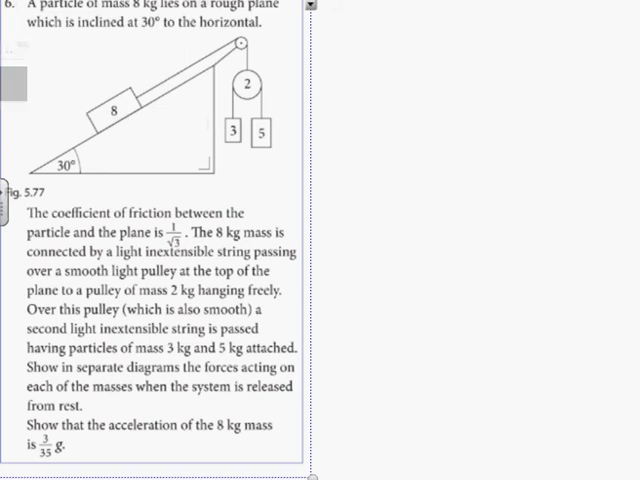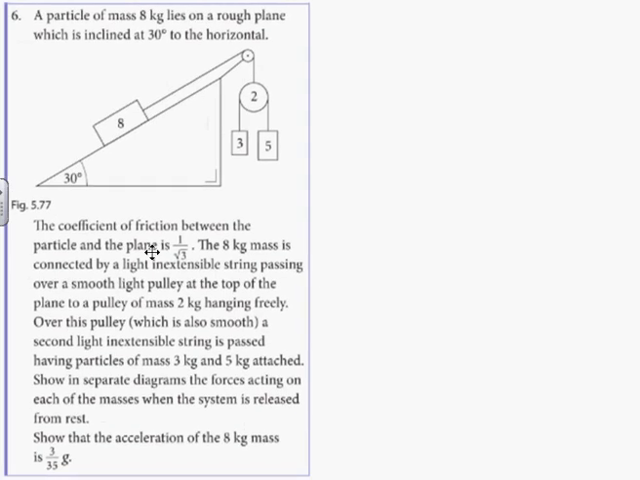What we're saying here is that a particle of mass 8 kilograms lies on a rough plane inclined 30 degrees to the horizontal. The coefficient of friction between the particle and the plane is 1 over root 3. The 8 kilogram mass is connected by a light inextensible string passing over a smooth light pulley at the top of the plane to the pulley of mass 2 kilograms hanging freely.